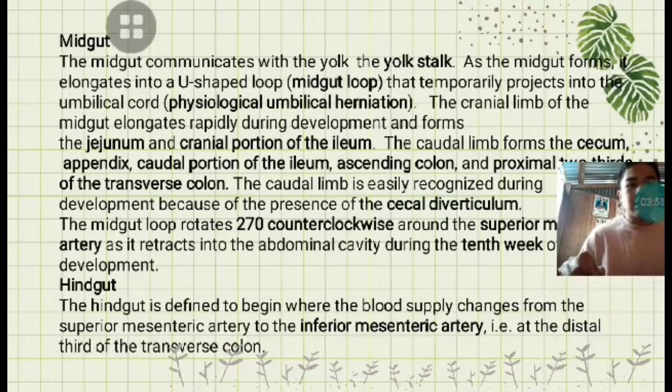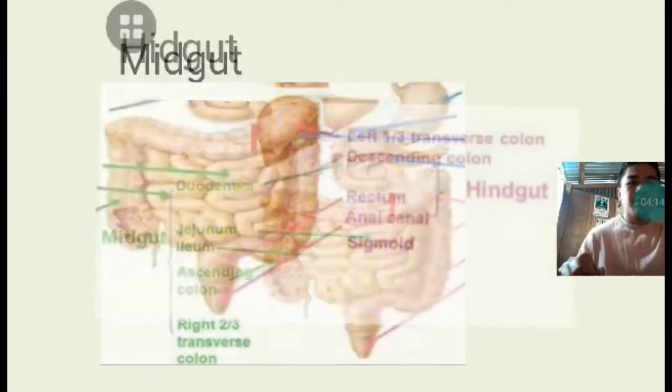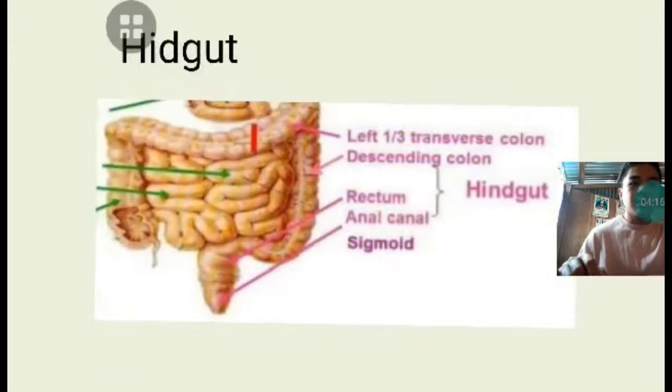Next is the hindgut. The hindgut is defined to begin where the blood supply changes from the superior mesenteric artery to the inferior mesenteric artery at the distal third of the transverse colon. So this is the midgut, and this is the hindgut.